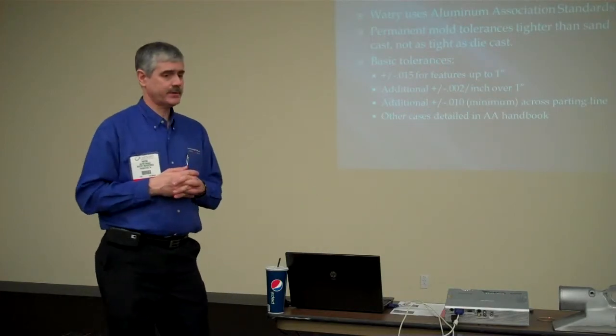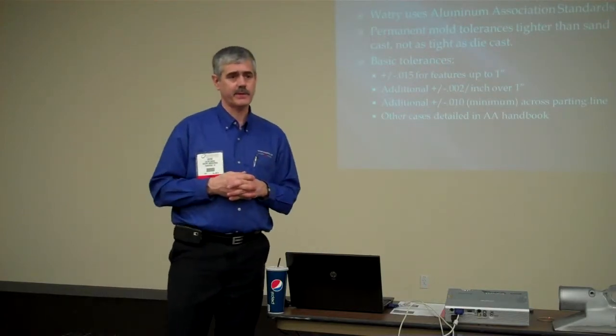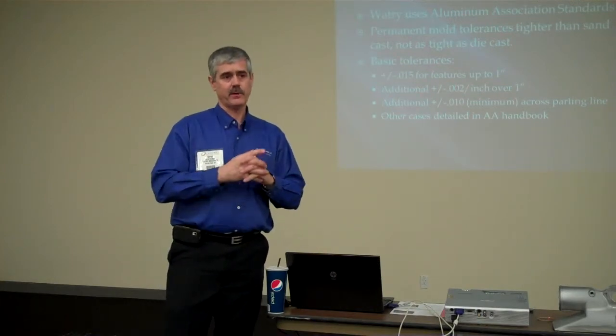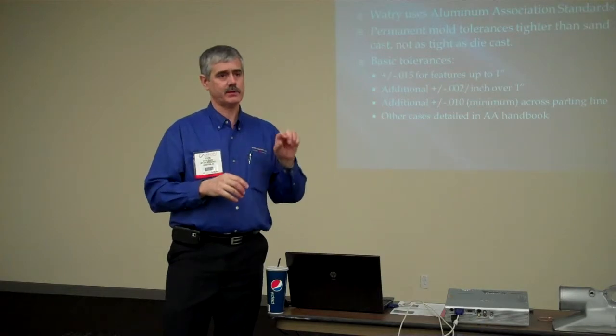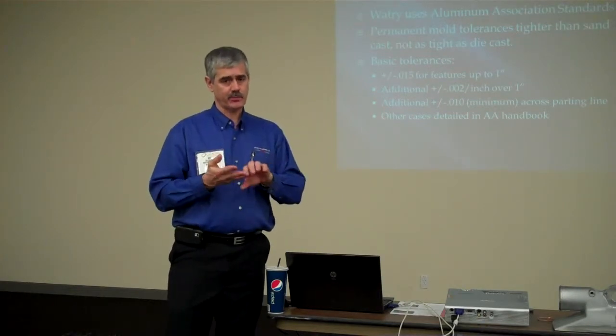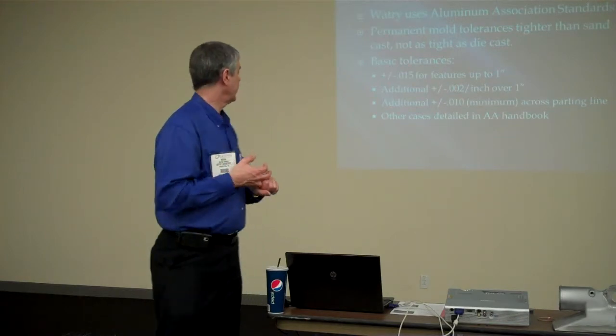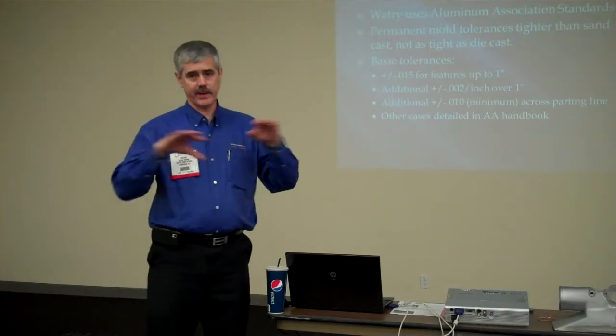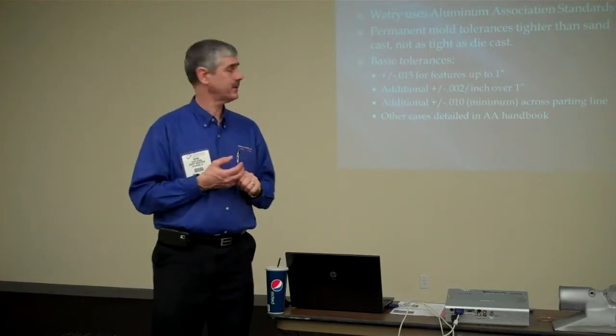Casting tolerances. There's a very well-published standard out there, the Aluminum Association Standards for Permanent Mold. Now the book that you buy from AA, which you can find at www.aluminum.org, is actually sand and permanent mold, both in the same book. And our tolerances are tighter than sand cast, but not as tight as die cast. So again, we're in the middle between those processes.